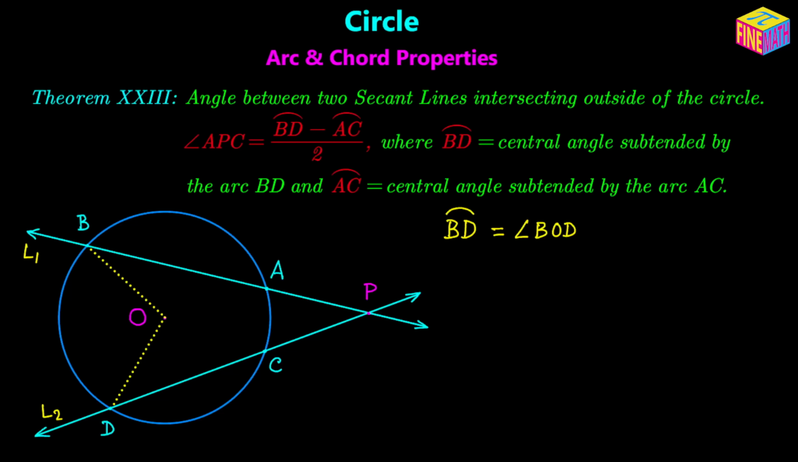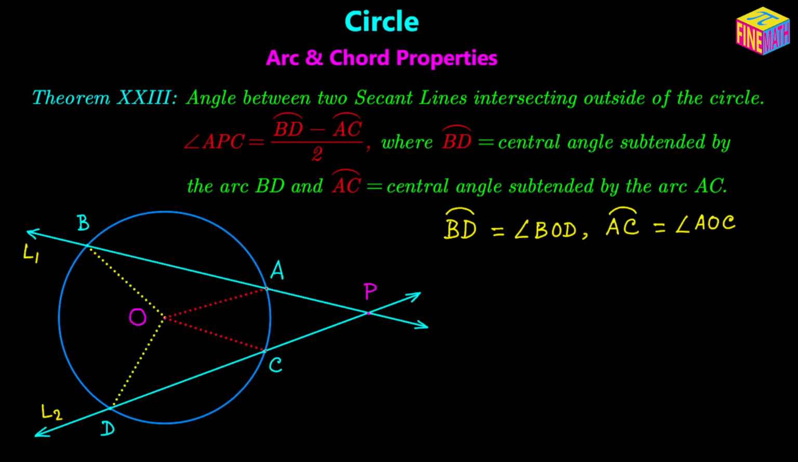The central angle subtended by the arc BD is going to look like this. It will be the angle BOD, and similarly the central angle subtended by the arc AC is going to look like this. It will be the angle AOC. Whenever I say an angle, please assume that I am talking about the measure of the angle, the degree measure or the radian measure of the angle.